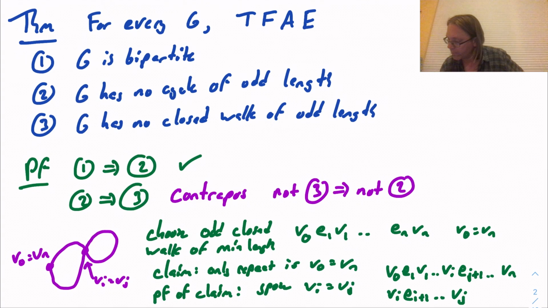Let me jump ahead to the next page. So let's remember what we're trying to prove here. We have G is bipartite. This implies that G has no cycle of odd length. We verified that this implies that G has no closed walk of odd length. Now we're going to go from the assumption that G has no closed walk of odd length, that's 3, to prove that it's bipartite. So what we still have to do is prove that no closed walk of odd length means that G is bipartite. So what remains to do is 3 implies 1.